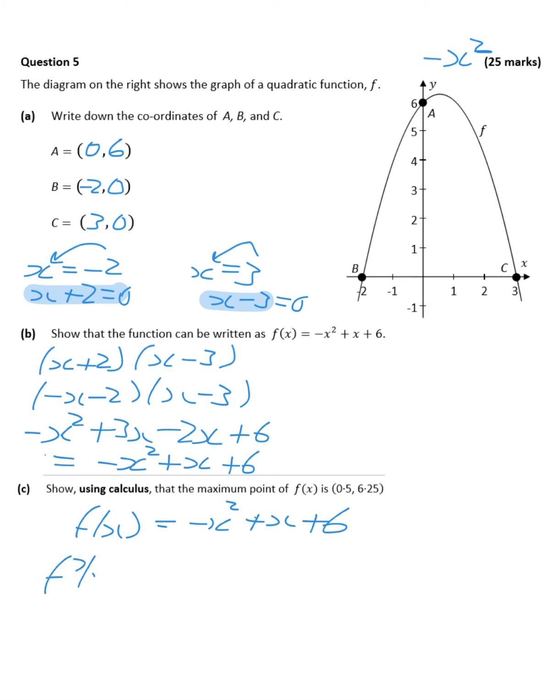So differentiating it, minus x squared will become minus 2x, plus x will just be plus 1, and the 6 will be gone. So now let's equal this to 0. So we have minus 2x plus 1 equal to 0. So we'll have 1 equal to 2x. So 1 over 2 is equal to x. So that's the first part done. Because you can see there 0.5, so we have that because a half is the same as 0.5.